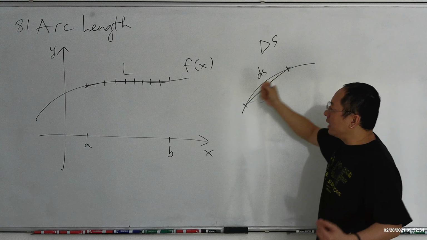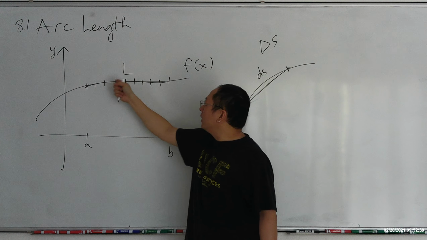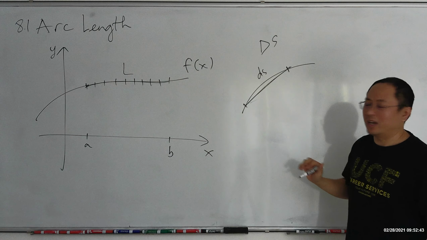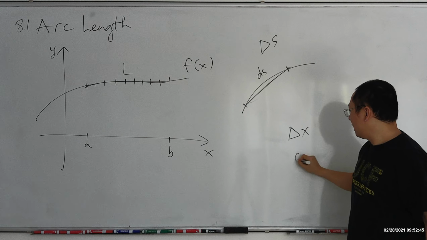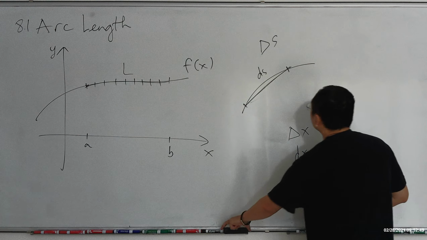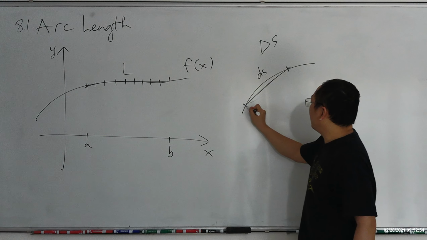And then when we take the limit when n goes to infinity, where n is the number of the little pieces we have, we call it ds. Okay? Just like delta x. And then later we have dx before we chop it up into many little pieces. Alright?